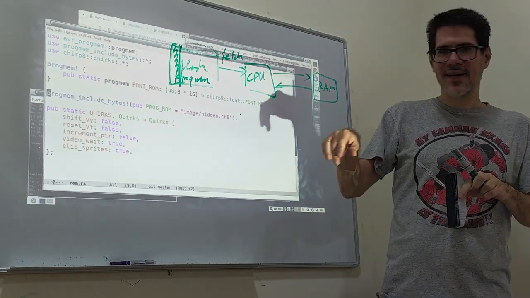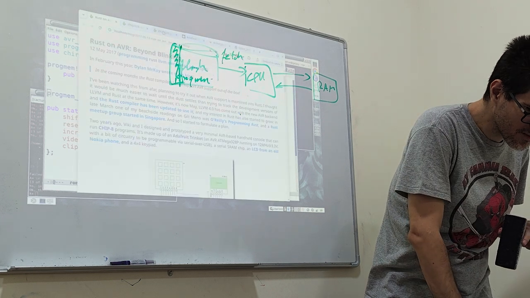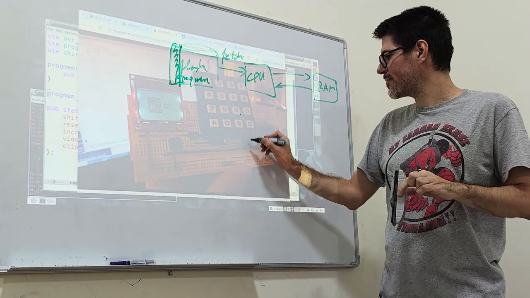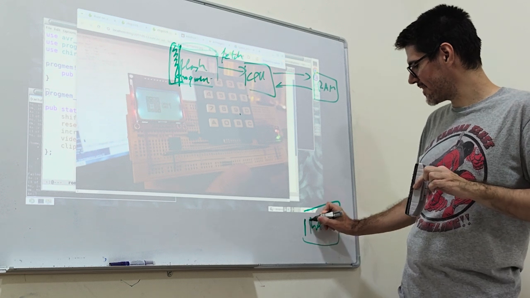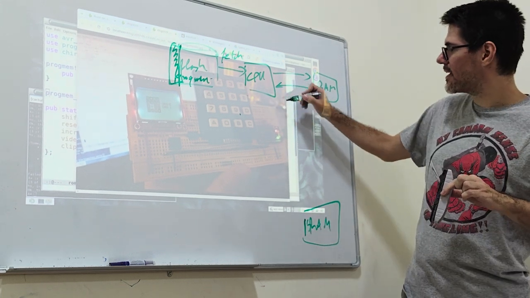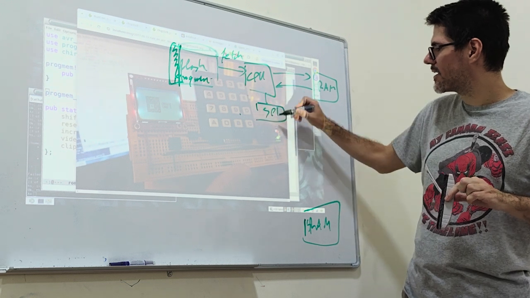And of course, for this particular board, the one on the photo, there's one more RAM, which is very far, like here. This is the serial RAM. And this is something that you can communicate with using the SPI interface.